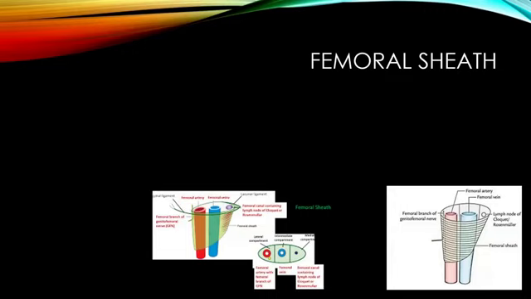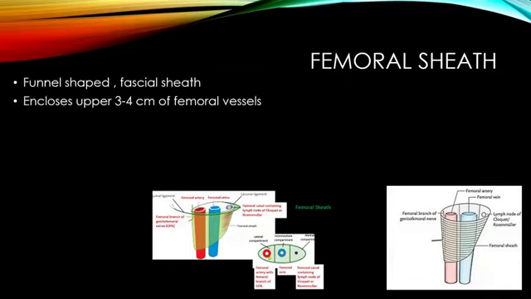Next, an important topic is the femoral sheath. When the femoral vessels pass under the inguinal ligament, the upper 3 to 4 centimeters of the femoral vessels are covered by a subfascial tube, and this tube is called the femoral sheath. It is funnel shaped and it is a fascial sheath.